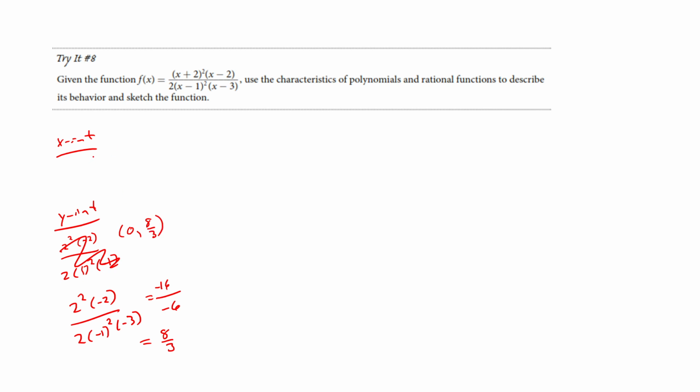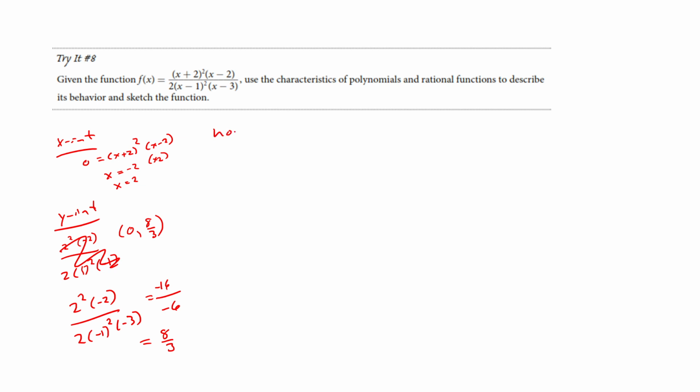How about my x-intercept? Okay, so my x-intercepts are negative 2 and 2. This one has a multiplicity of 2. So it should bounce. Okay. So I've got those. What else do we need?